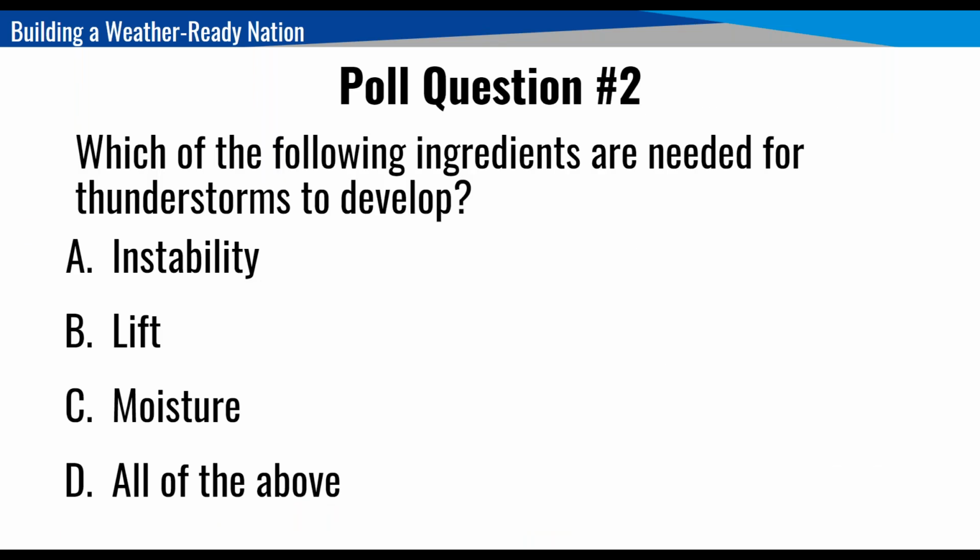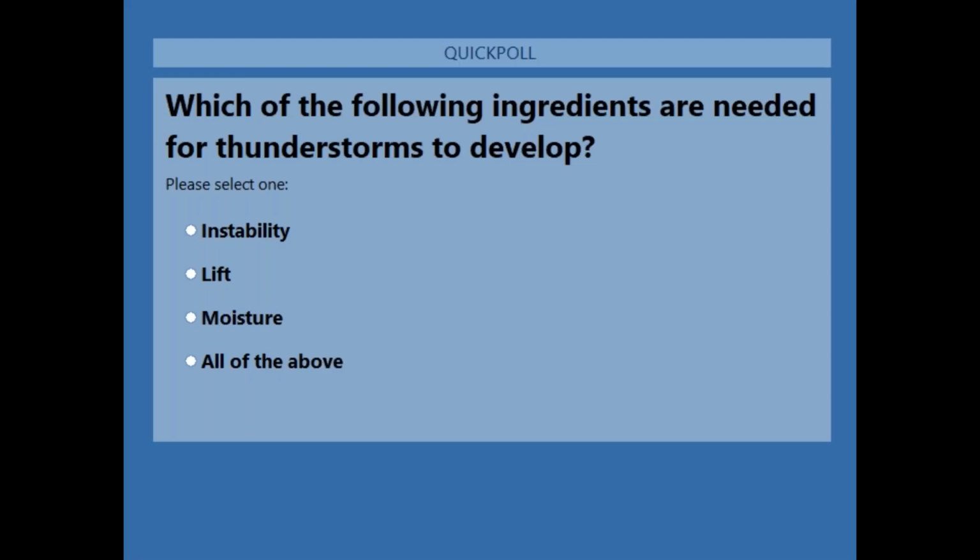That leads us to the second poll question here. Mark will be launching that shortly. So which of the following ingredients are needed for thunderstorms to develop? See that pop up on your screen there? That is either A, instability, B, lift, C, moisture, or D, all the above.